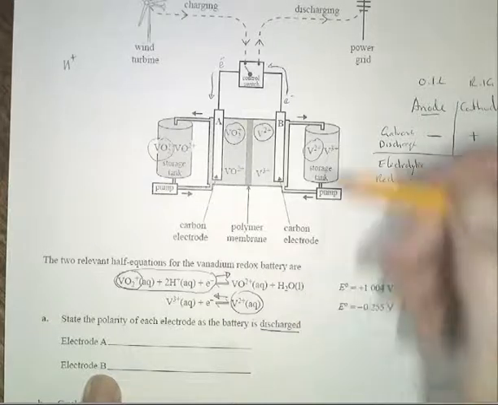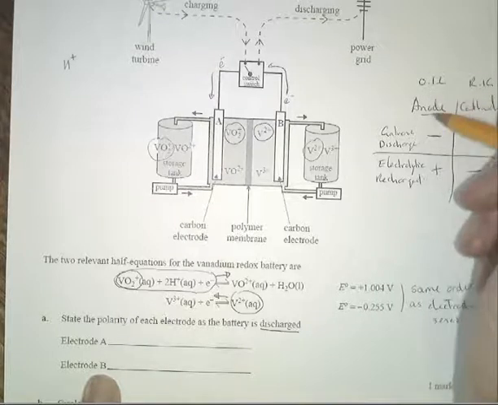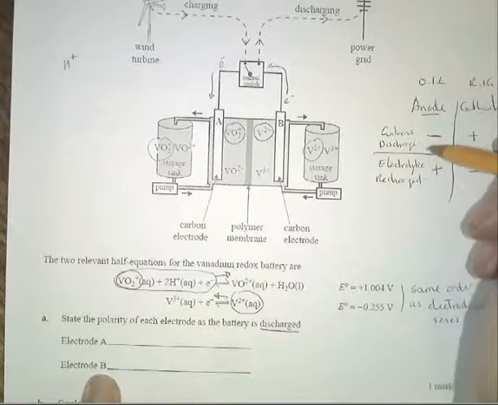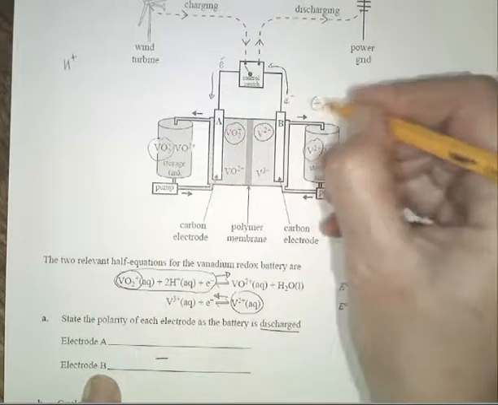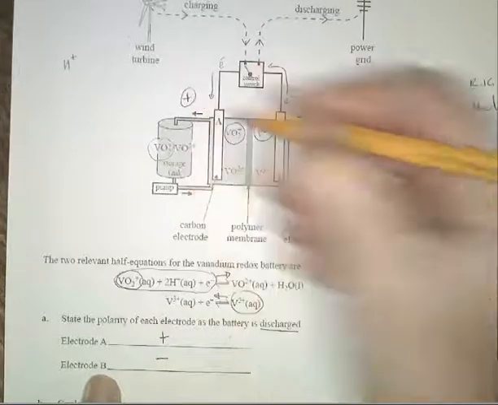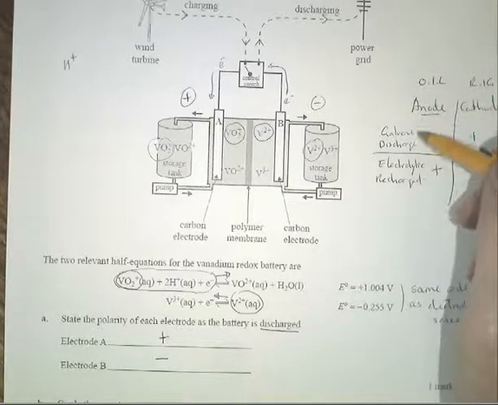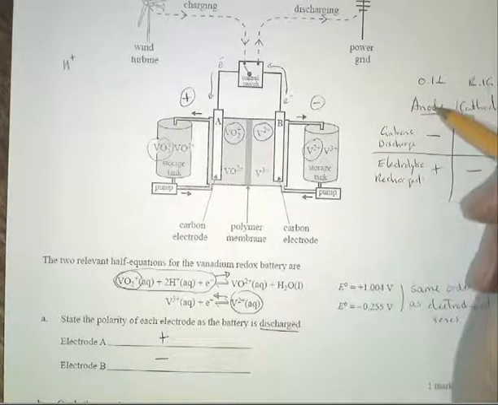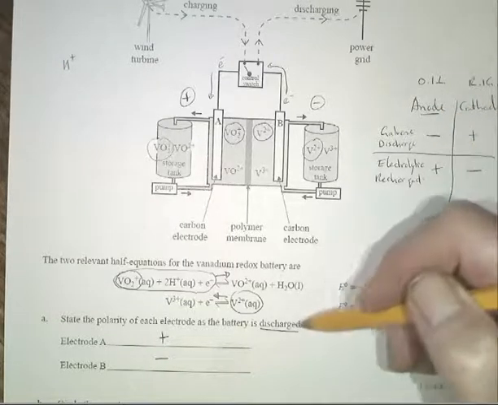Okay, so B is where the electrons are coming from. B is where oxidation is happening. It's the anode. It's negative. B is negative. Therefore, A is positive. Okay, so you just have to work your way through this. Where are the electrons coming from? That's where the anode is. It's oxidation. It's negative for normal discharge. Okay.